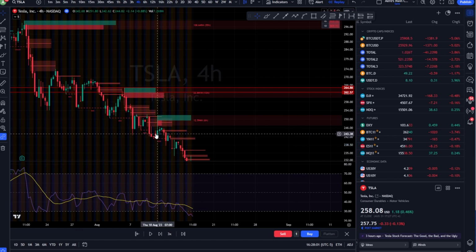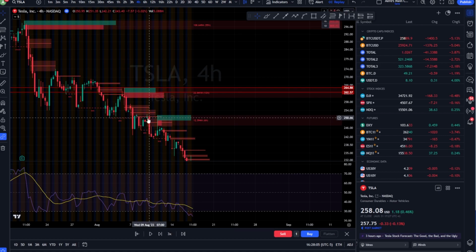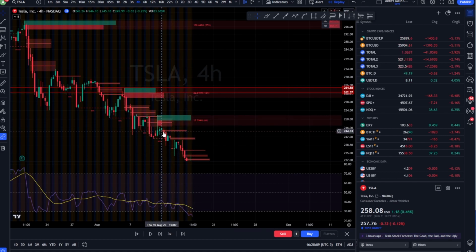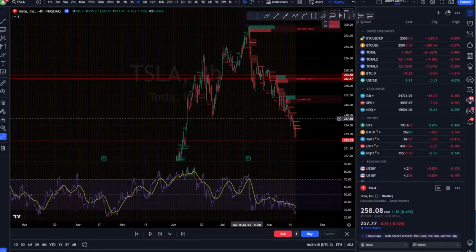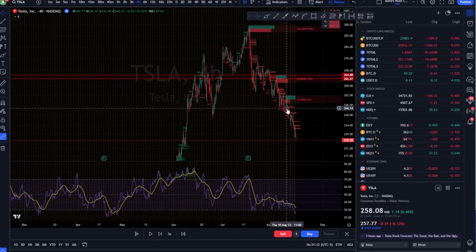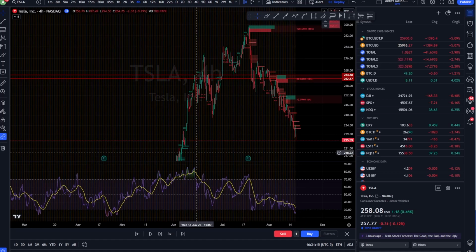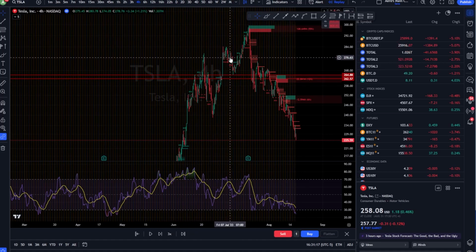Same thing down here. You miss your entry. You want to find another entry down here. Well, you had a fair value gap and then this complete order block clear. And then we continue down. Keep in mind that while we're in this downturn, I'm looking for shorts. When we're in an upturn, I'm looking for longs.